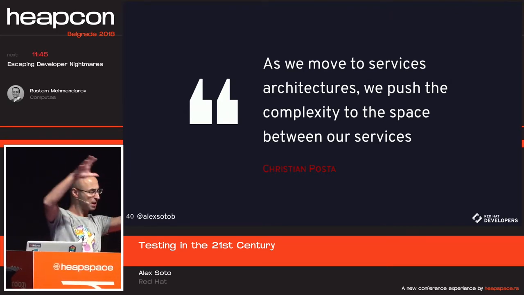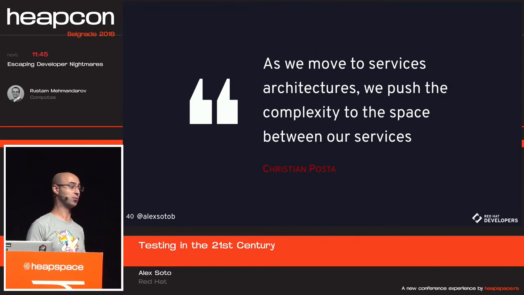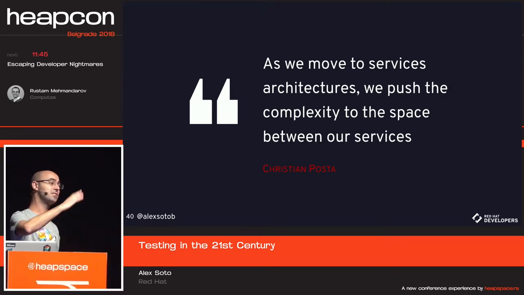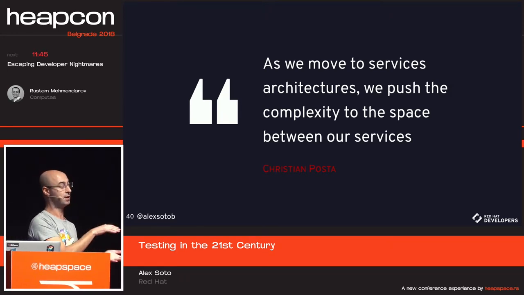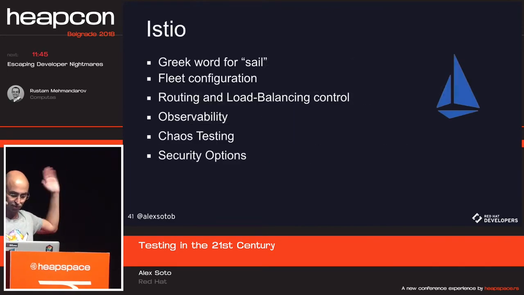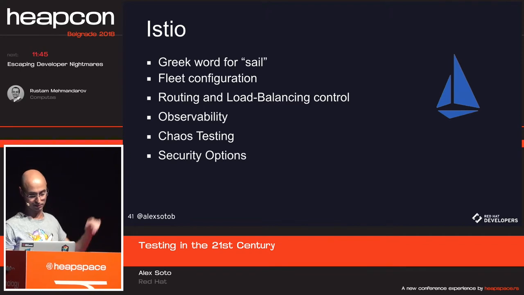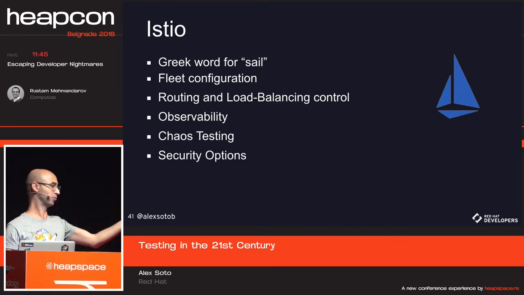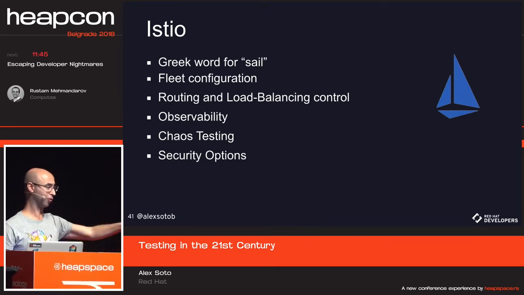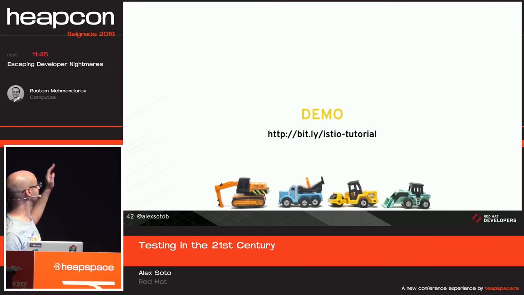So now we have several services there, right? And what we want to do is start sending traffic to different services with different weights, right? For example, 1%, 99%, mirroring the traffic, and so on. So this is Istio. Istio helps you do all these things. Istio will take us a full session, so I'm going to show you in a demo.